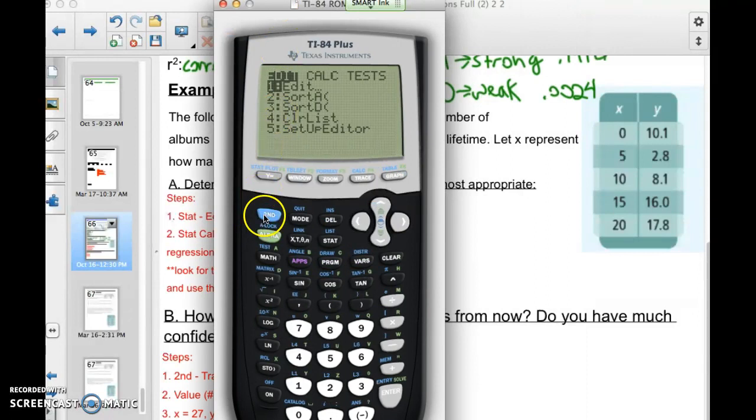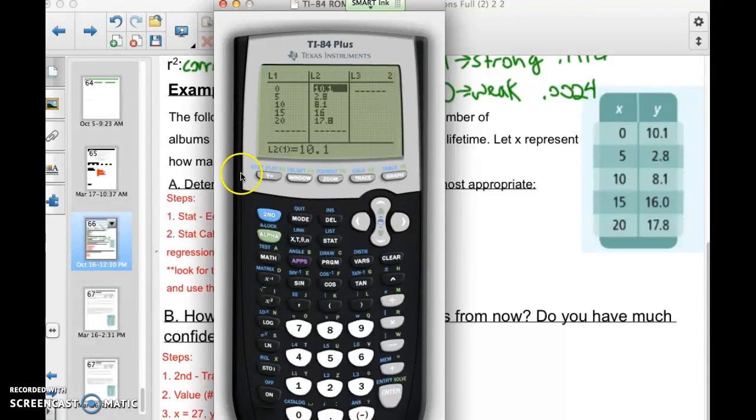So I will go back to my home screen, and you hit Stat, Edit, so enter on Edit. I've already entered them in because it takes a little bit of time, so please take a moment on your calculator and get your calculator to look like mine. I've just entered in these X values and these Y values. Remember, X values go into L1, Y values go into L2.